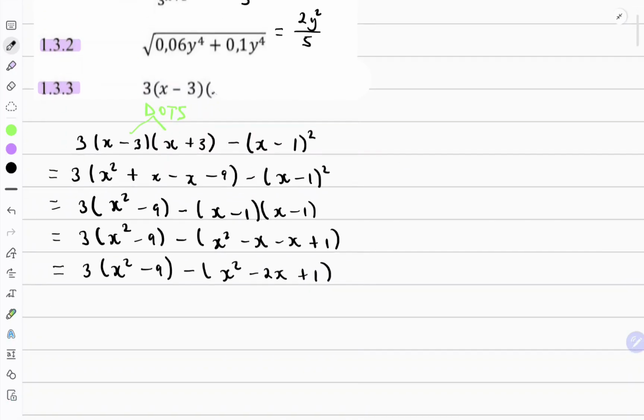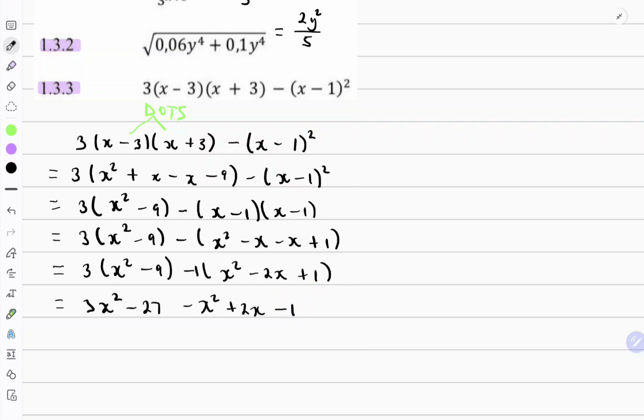Now you can just use the distributive property here by multiplying. So this is 3x squared minus 27, and then again you can use the distributive property here as well, but you should be careful because this negative can be seen as negative 1. So negative 1 times x squared is negative x squared, negative 1 times negative 2x is positive 2x, and negative 1 times positive 1 is negative 1.